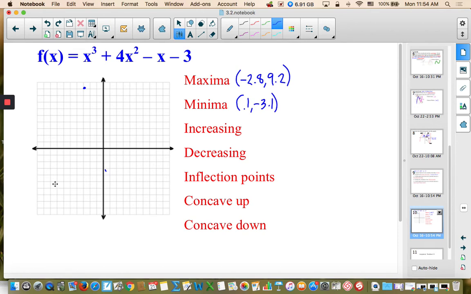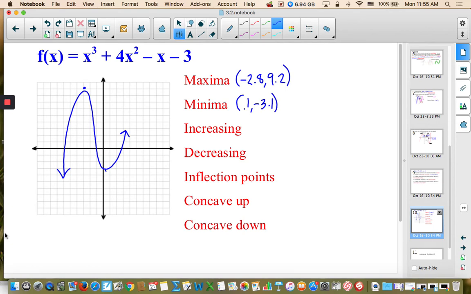And I know that the graph kind of goes, oops, like that, only not really because that is terrible. Let's try this again. So it goes through like this, and then down like that, and then up, right? So that's a sketch of my graph. Okay, so I know the maxima and I know the minima.